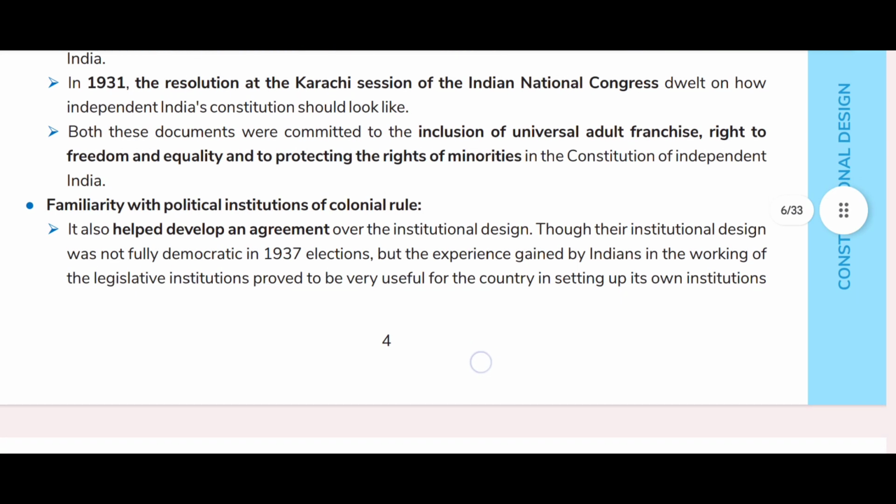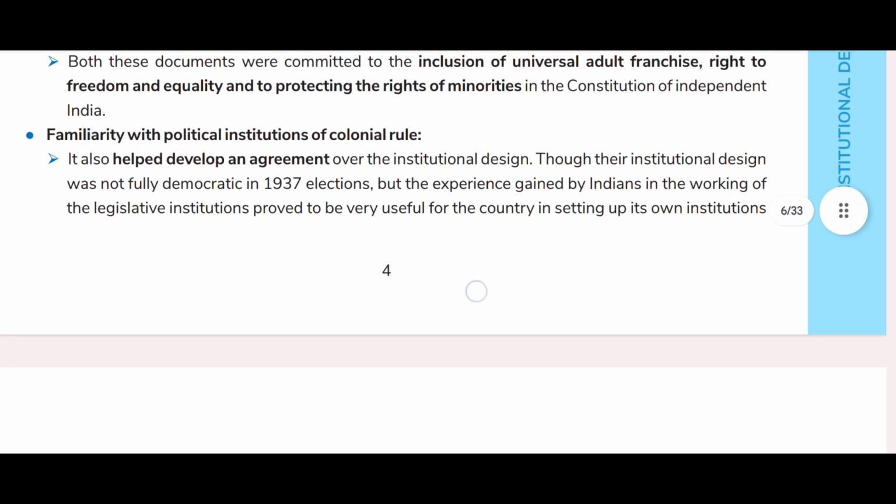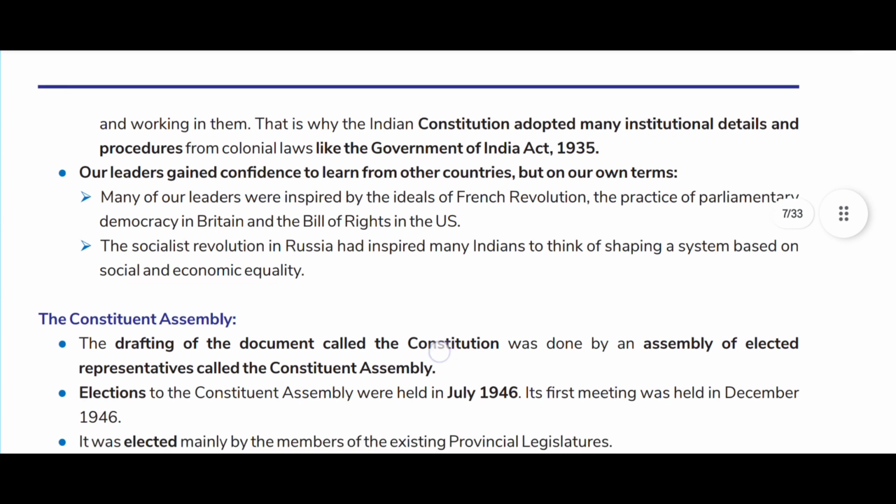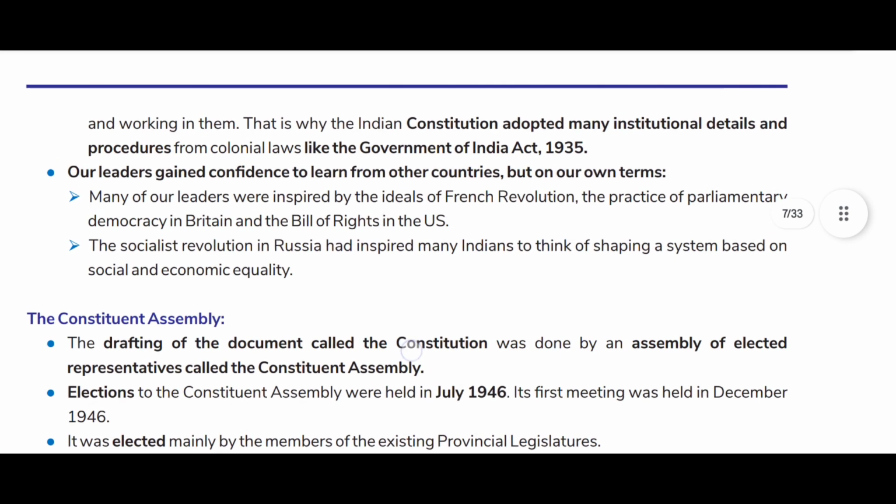Familiarity with the political institutions of colonial rule. It also helped develop an agreement over the institutional design, though their institutional design was not fully democratic. In the 1937 elections, the experience gained by Indians in the working of legislative institutions proved to be very useful for the country in setting up its own institutions and working in them. That is why the Indian Constitution adopted many institutional details and procedures from colonial laws like the Government of India Act 1935. Our leaders gained confidence to learn from other countries, but on our own terms.